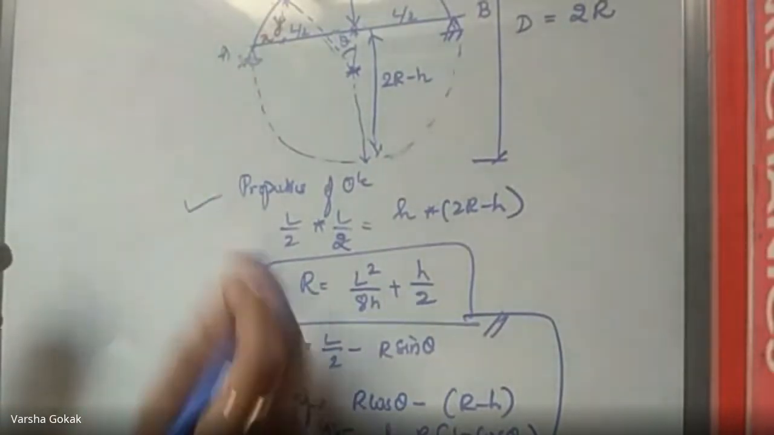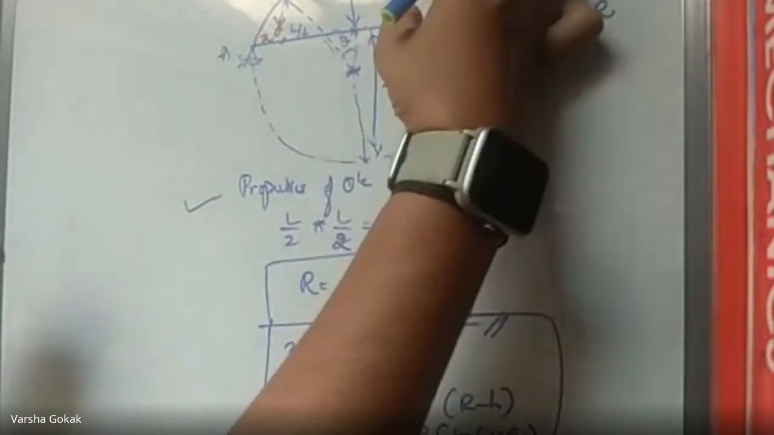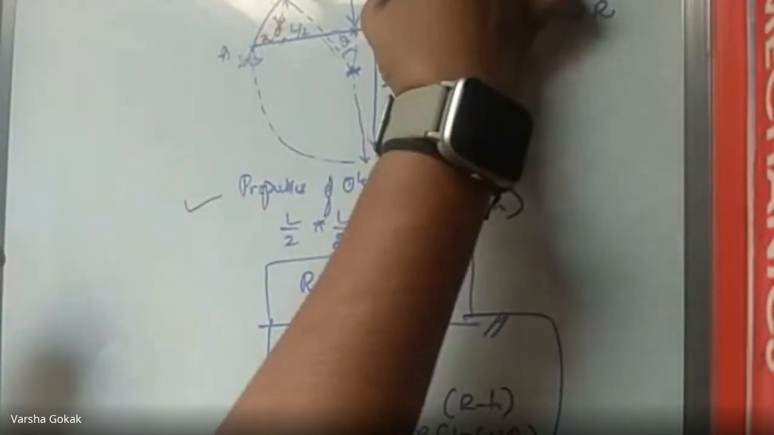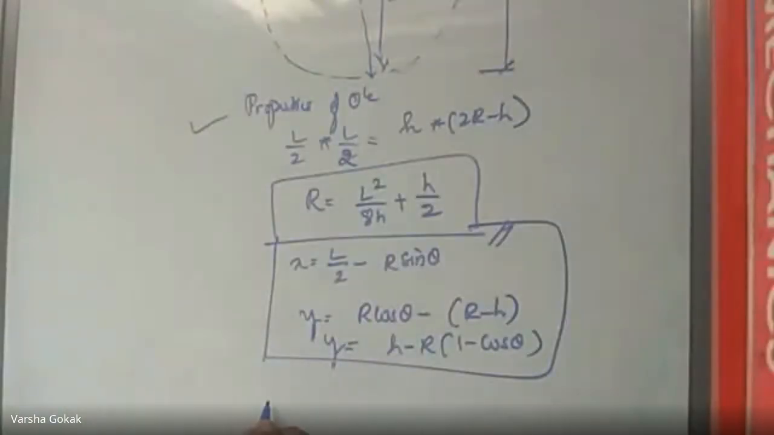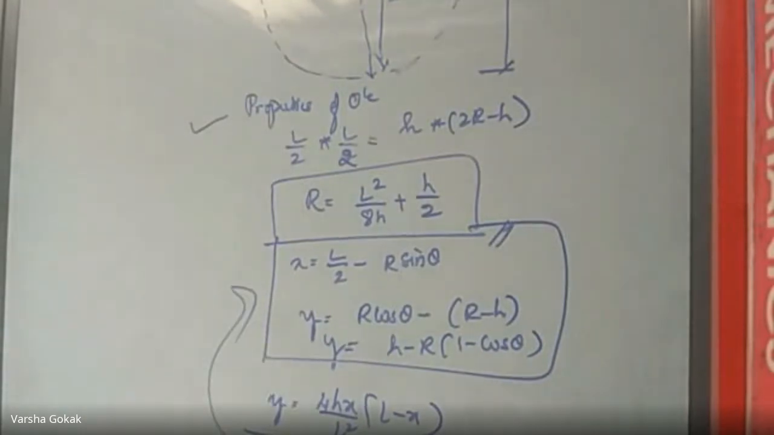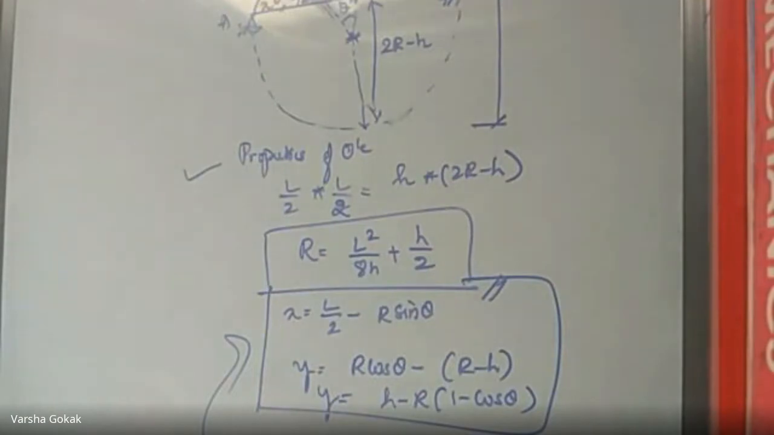That is, first you will be using the properties of a circle. L by 2 into L by 2 will be equal to y or h into 2r minus h. So that you will be using. Generally, when we did our parabolic arches, we used the equation y equal to 4hx by L square into L minus x. So instead of this, we'll be using these now. Am I clear? So only with this basics, we will start with the numerical. It is not very difficult. We'll start with the numerical, and then you will get a clear picture of it. Right?